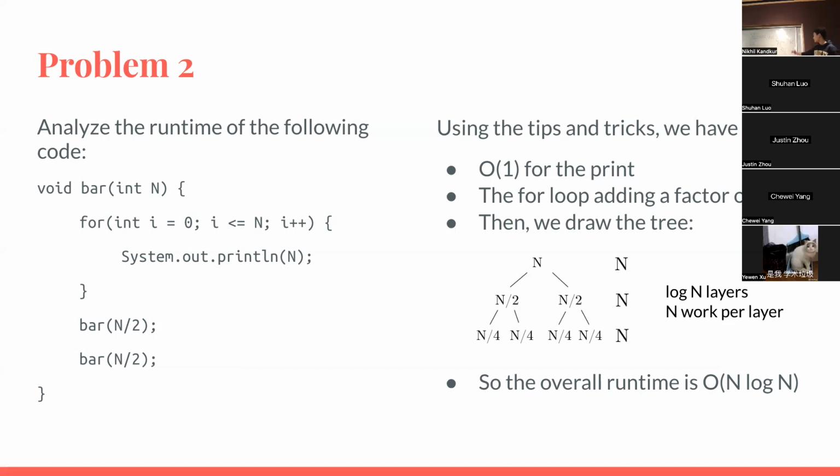Cool. So given that we have n work at each layer and log n layers, we can just directly multiply the work and the number of layers to get our overall runtime of theta of n log n.